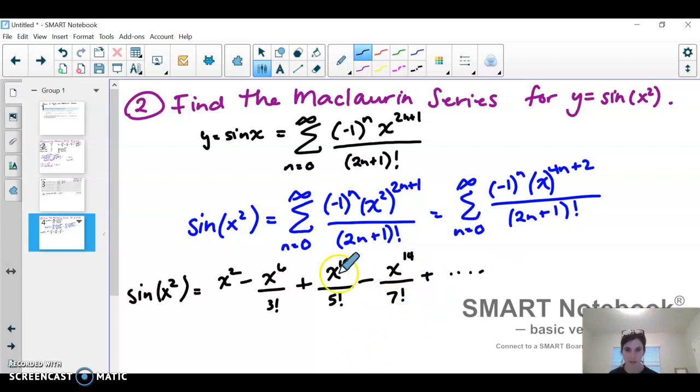Okay, what do you notice? Well, hopefully you notice that this looks exactly like sine x, but all of the exponents have been multiplied by 2 because x was replaced with x squared. Okay, so that was the goal here. We took something that looked familiar to sine of x squared, replaced that x with x squared, and tried to figure out what our new sigma was. Let's do one more example together.